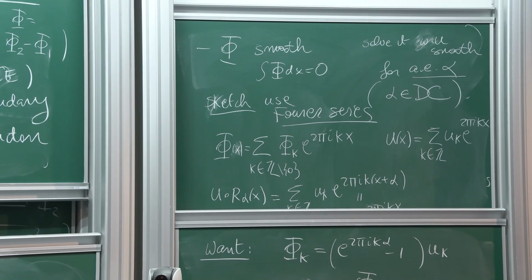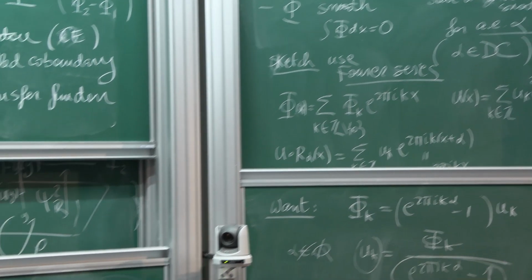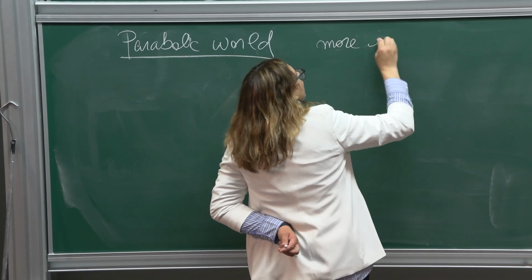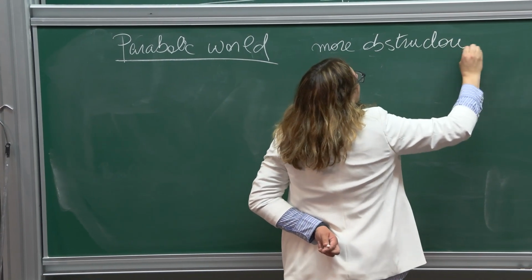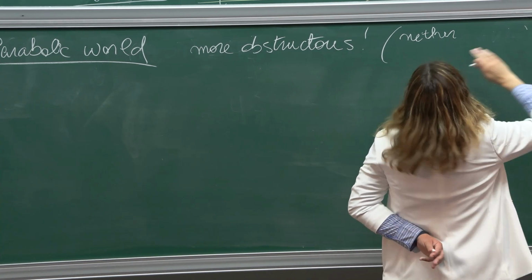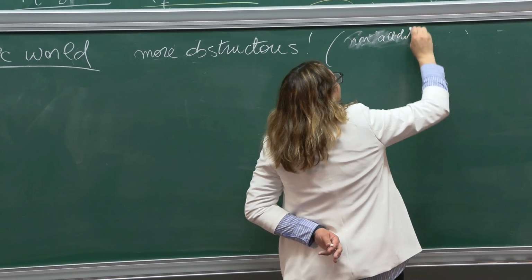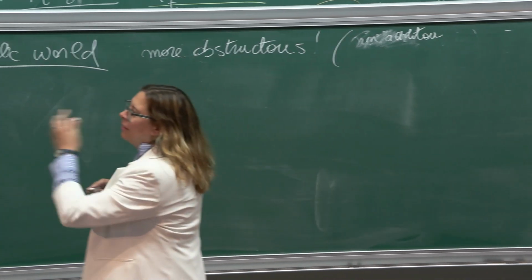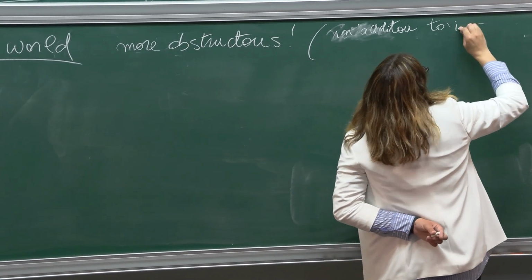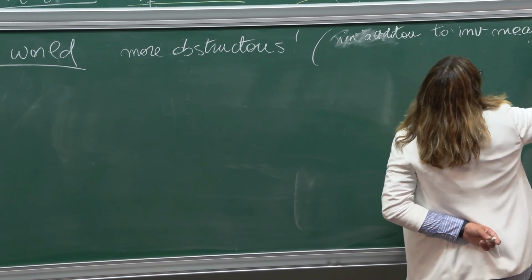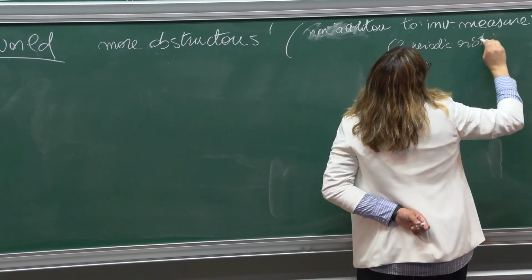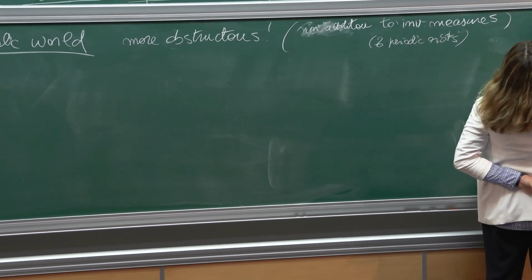So maybe I will write, before we do the example: parabolic world. And this makes the parabolic world special. There are more obstructions, which are neither, so they are not also obstructions. So in addition, periodic orbits we will not worry about, because we will not have them in our uniquely ergodic systems. So, in addition to invariant measures, periodic orbits, if there are any, typically not. And these are invariant distributions.